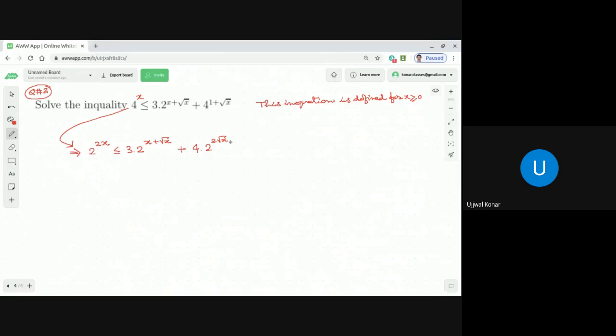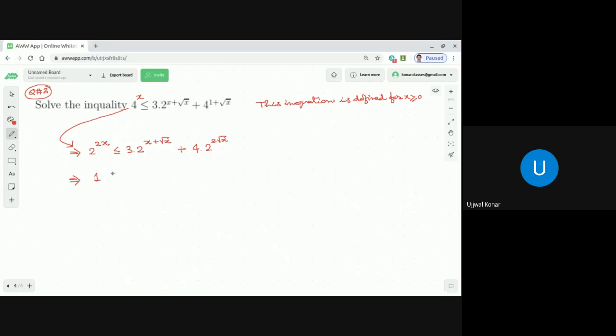Correct? Yes. Now what we are going to do is divide both sides of the inequality by 2 to the power 2x. Now, dear students, irrespective of the values of x, 2 to the power 2x is positive, right? So we can divide by a positive quantity, and the sign of the inequality will remain the same. That we can conclude, right? So we are going to divide by 2 to the power 2x.